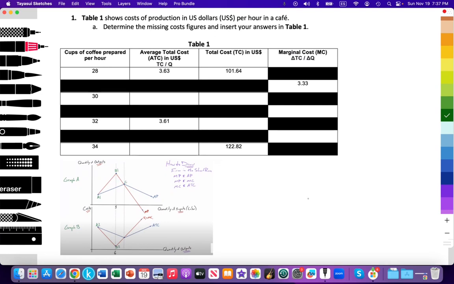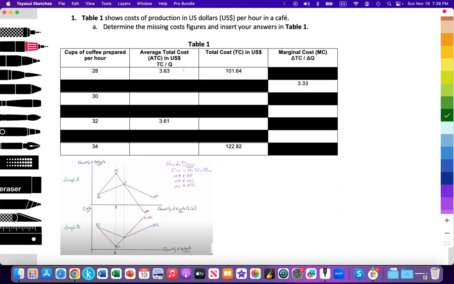So here we have a paper 3 type exam question. It says table 1 shows cost of production in US dollars per hour in a cafe. Determine the missing cost figures and insert your answers in table 1. Table 1 has several columns. First column says cups of coffee prepared per hour: 28 cups, 30 cups, 32, 34. Then we have the average total cost, ATC, in US dollars.